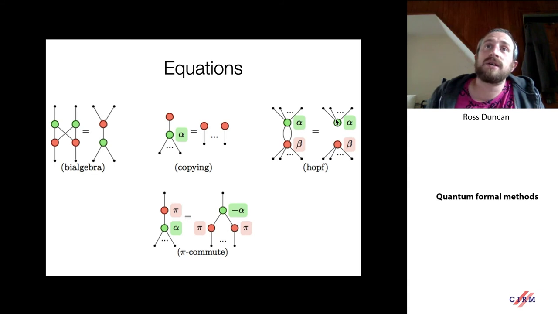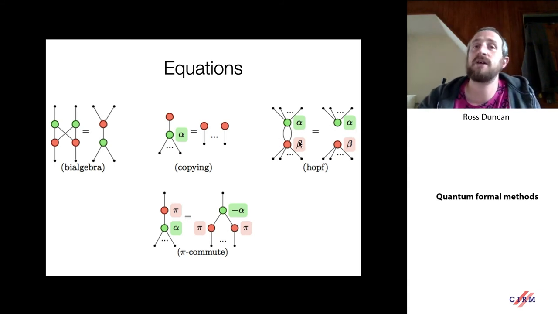And the Hopf law is in this form in the ZX calculus, because in a general Hopf algebra, the underlying group algebra or the underlying vector space can be any dimension. In the ZX calculus, these wires are qubits. So that's only a Z2 Hopf algebra. So 1 plus 1 is 2 is 0 in Z2, which is why these wires can break.